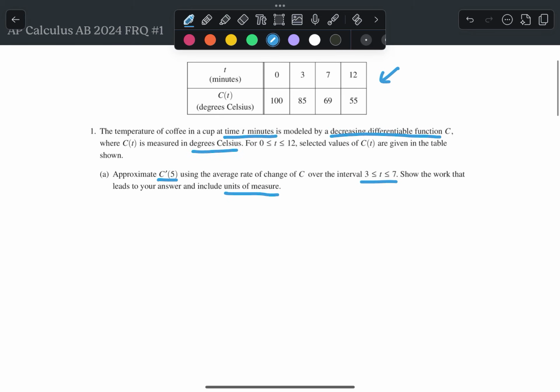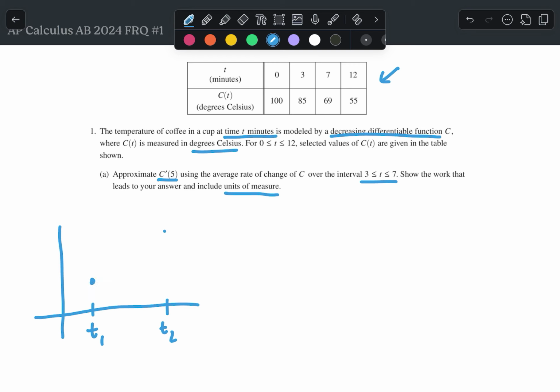Let me draw you a little picture to help you understand what we're looking for here. Let's assume we have some T1 and some T2, and just for the sake of understanding what average rate of change is, we can plot some points. Maybe T1 is here, maybe T2 is here, and maybe it follows some sort of curve like this. This is all just for the sake of illustration, okay? This is not relative to our current values.